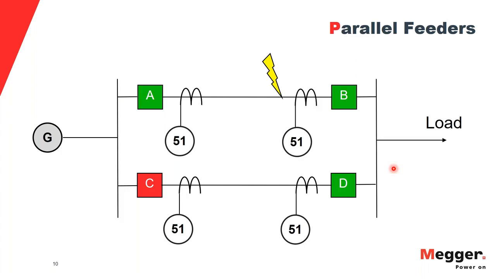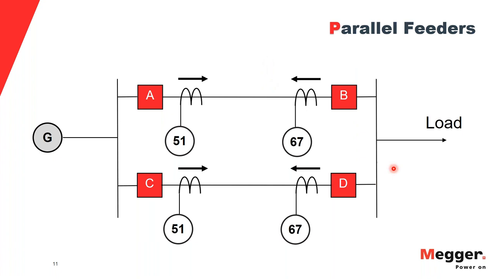So how can we provide more reliability to my load? What kind of schemes can we implement? 67 is one of the schemes that can be implemented in this scenario, which will allow some load to be there all the time, even though the fault is on any of the lines. So let's see what happens when I have 67.